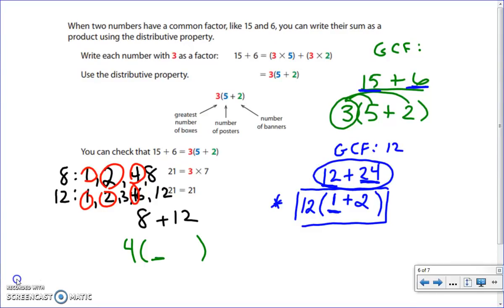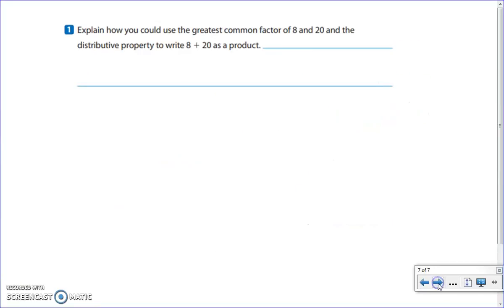I need to know a number that would multiply by 4 to give me 8, because 4 times this number should equal 8. So I'm going to put a 2 in the first blank. And the second blank, 4 times this number should equal 12. Well, I know 4 times 3 would equal 12. So this is called a multiple of a sum. Okay, it's a different way to write your addition problems. Make sure those two examples are on your paper so we can refer back to those.